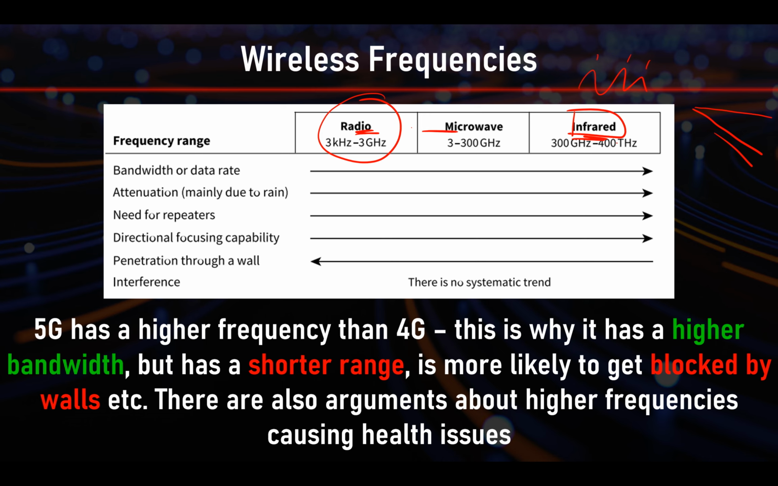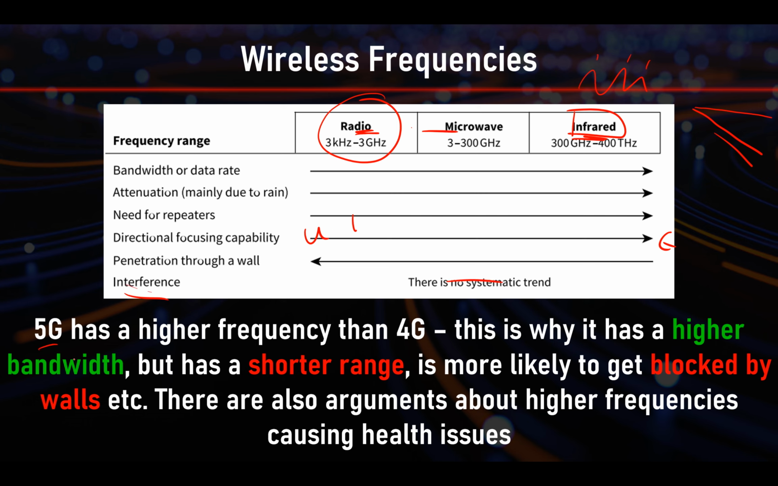Right, the directional focusing. As the frequency increases, what this basically means is it's getting more guided, whereas if we have a low frequency, it's more unguided, effectively. Then if we talk about penetration through a wall, radio waves can go through walls, whereas high frequency is going to get blocked by walls. Then for interference, there's no systematic trend.